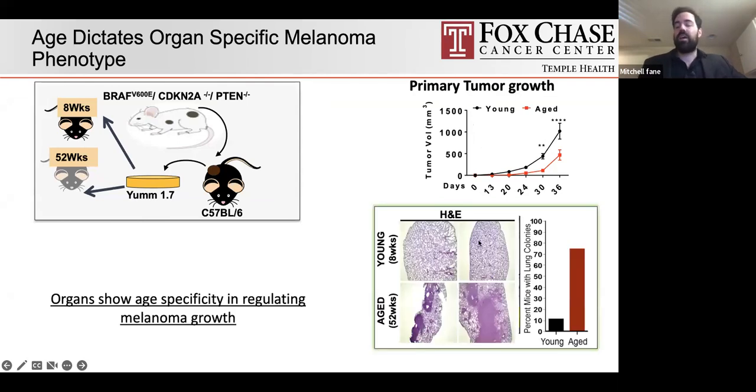However, if we move to these tail vein models where we inject the cells directly into the tail vein and they go directly into the lung, we see the exact opposite effect, in which melanoma cells grow much more efficiently in the aged mouse lung relative to the young mouse lung. So indeed, it seems that these organs show this age specificity in how they regulate melanoma growth. And I wanted to determine why there was this age specificity and how it actually contributed to the metastatic cascade of things like dissemination versus outgrowth at these distant metastatic sites.